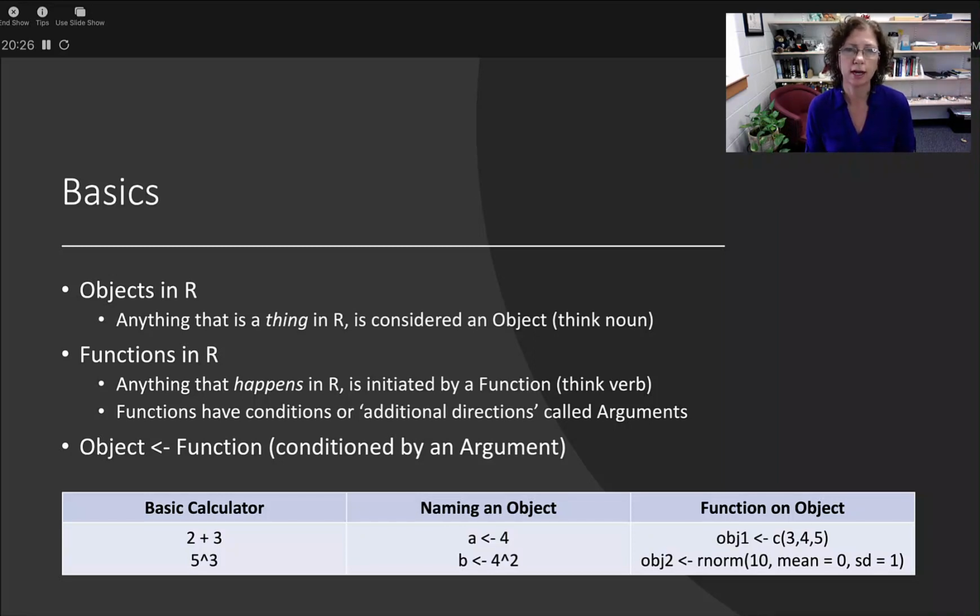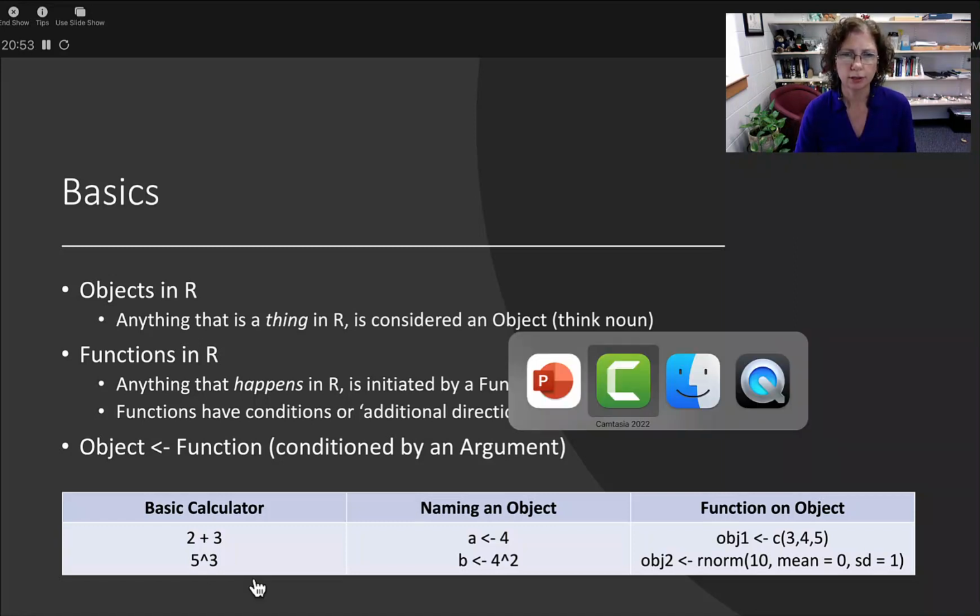And functions have arguments to be able to condition what is going on with that function. It would be like saying I'm walking, that's the function, but I'm walking quickly, quickly being the argument or the condition of that function of walking. So we're going to play around with these a little bit in R itself.